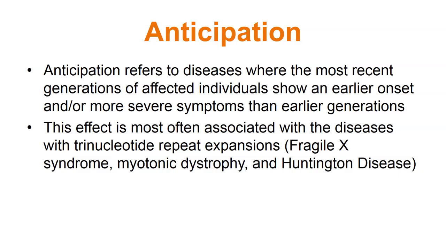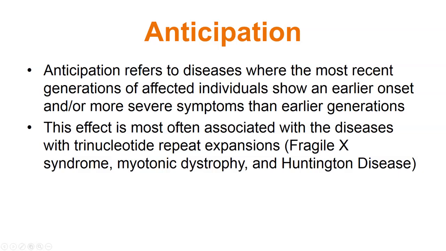Okay, we're talking about a mutation here. It should be the same, right? It should always just be the same. So how the heck can that possibly happen? Where you actually see this is in trinucleotide repeat expansion. So that might be a little clue as to what's going on.